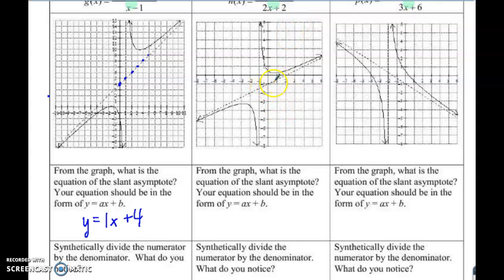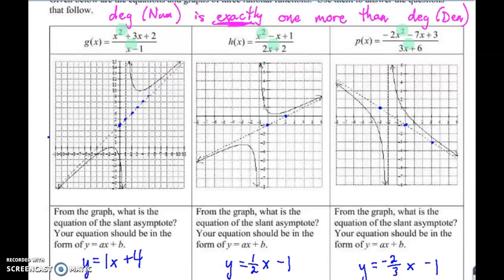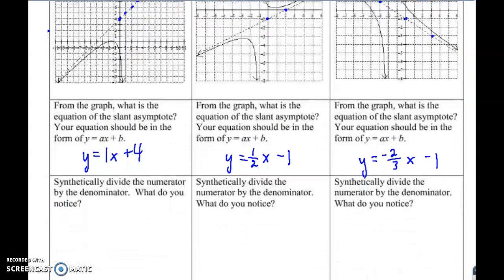And same thing with this one. Looks like the y-intercept is negative 1, but then the slope is up 1 right 2. So y equals 1 half x minus 1. And then this one, if I'm reading this correctly, it almost looks like the slope is down 2 right 3. So negative 2/3 x. And it looks like the y-intercept is still minus 1. We can investigate that shortly.